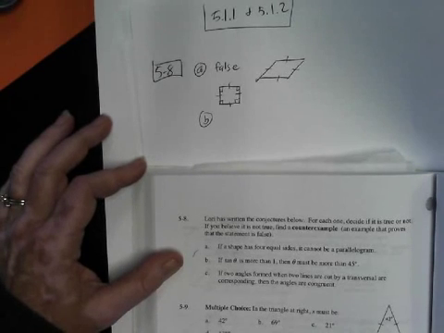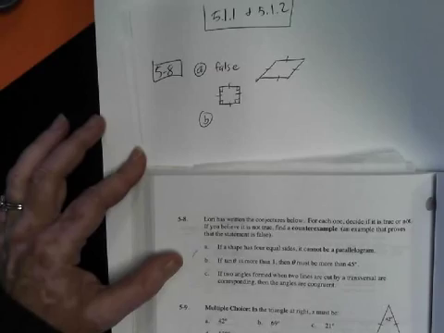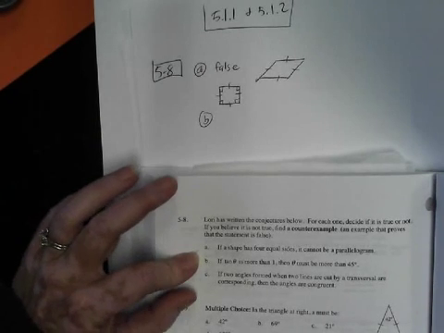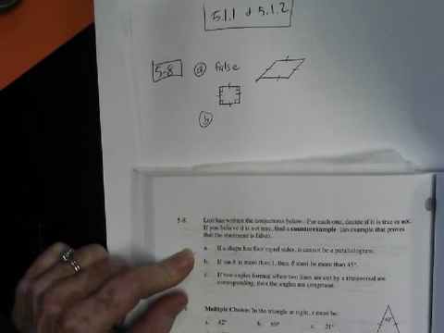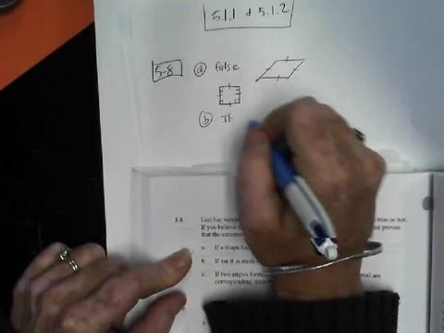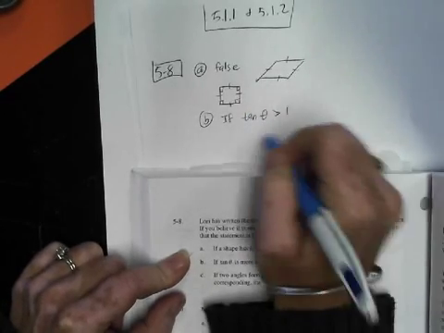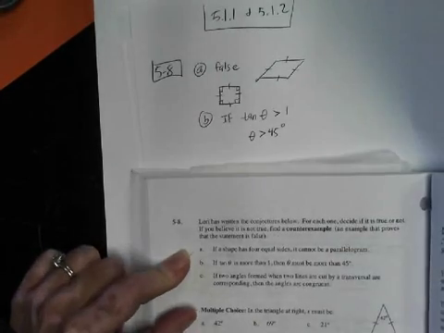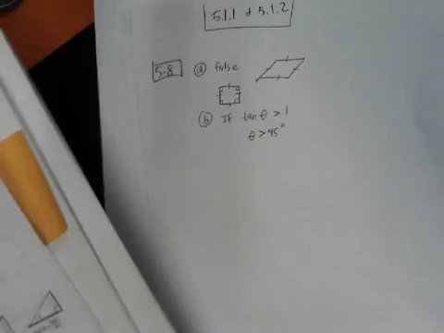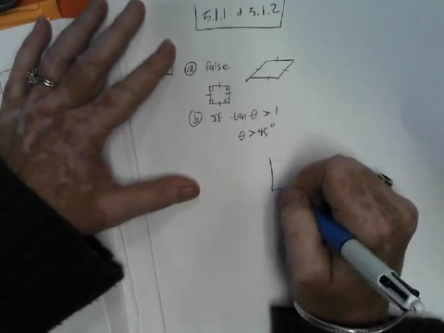Letter B. If tangent theta is more than 1, then theta must be more than 45. What do you guys think? Yes. Well, that's a good question, isn't it? So let's look at our triangle. Oh, it's true. Do you want to know why? Why is it true?